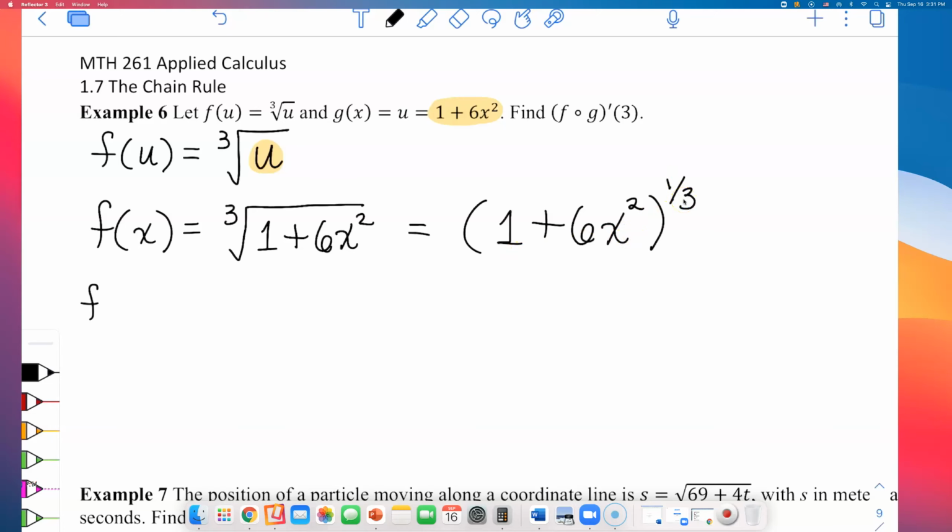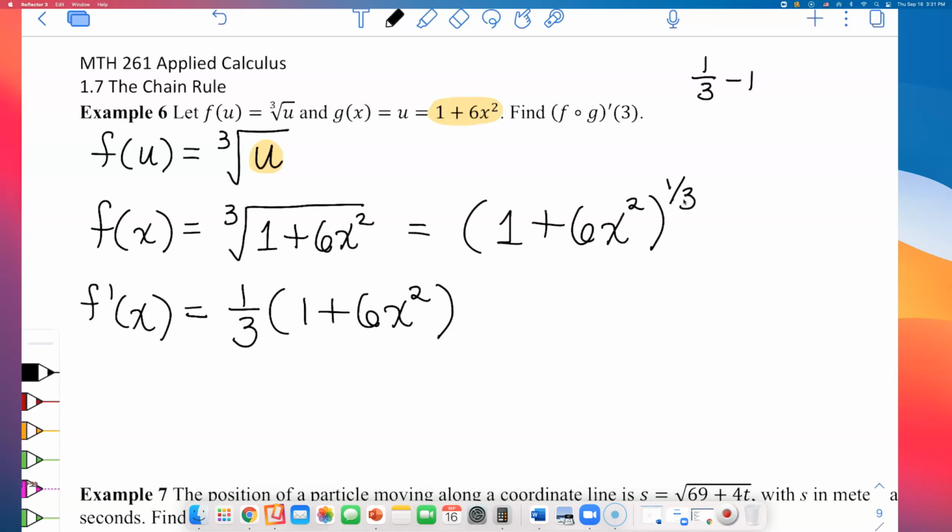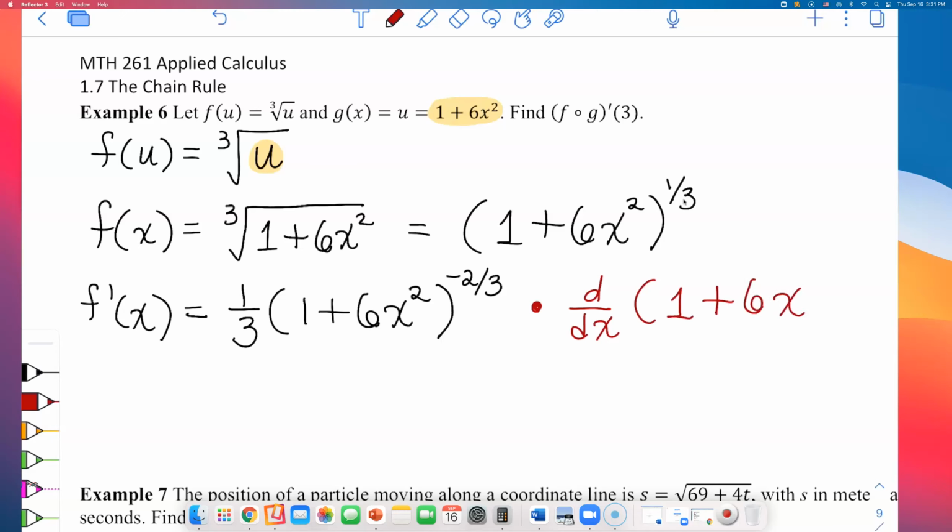All right, what is the derivative of this? I need to bring down that 1/3, keep everything inside the same, but I need to subtract 1 from 1/3. 1/3 minus 1 is -2/3. So the new power is -2/3. But don't stop there, because now we have to multiply this by the derivative of the inside function. So do d/dx of 1 plus 6x squared.